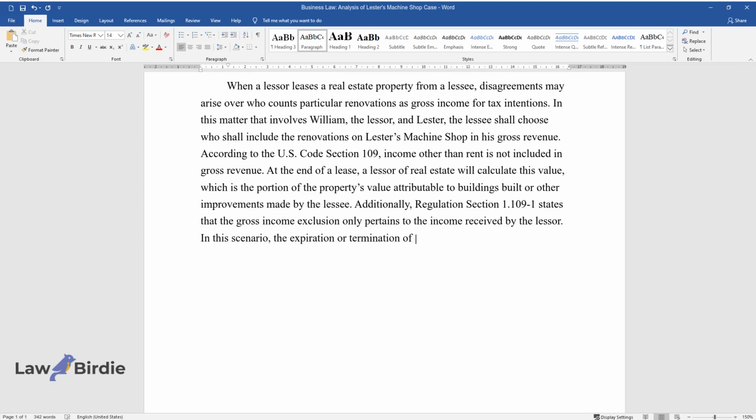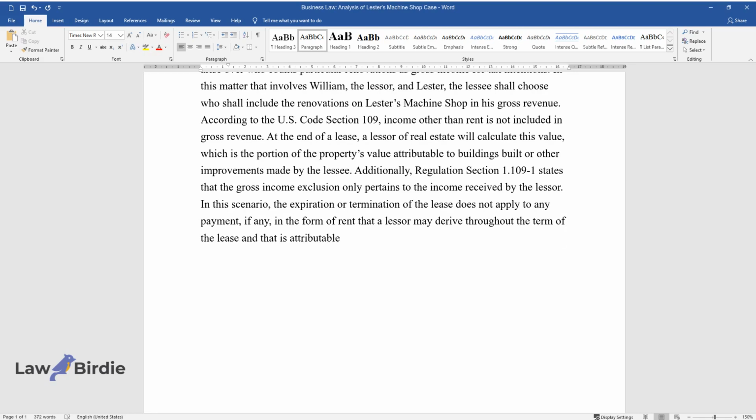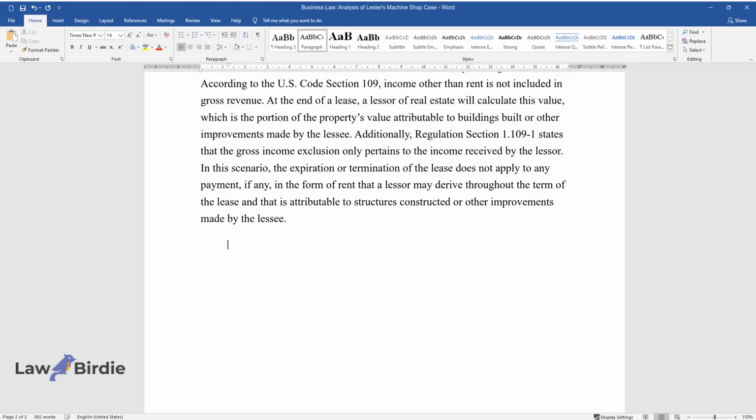In this scenario, the expiration or termination of the lease does not apply to any payment, if any, in the form of rent that a lessor may derive throughout the term of the lease and that is attributable to structures constructed or other improvements made by the lessee.